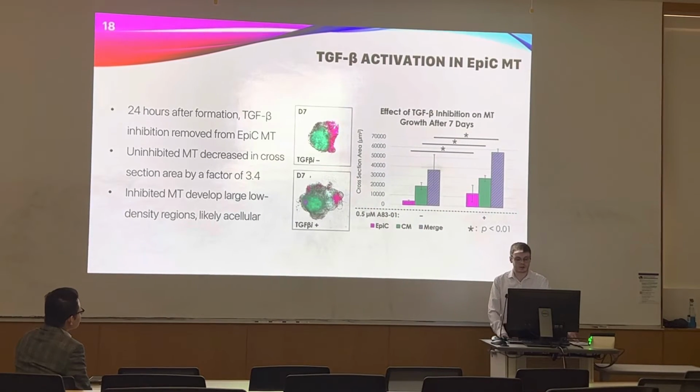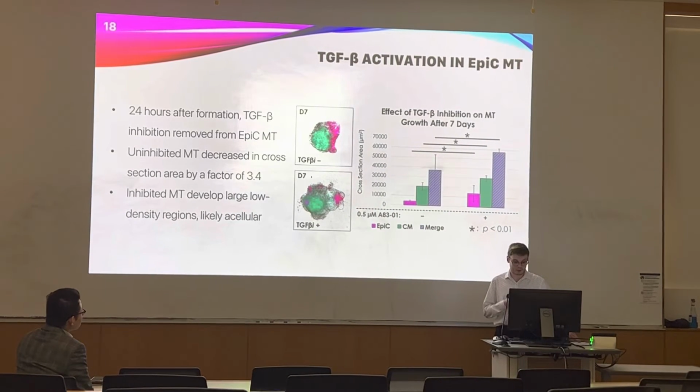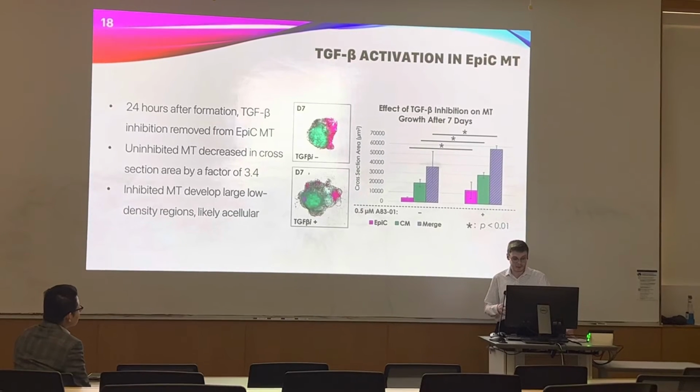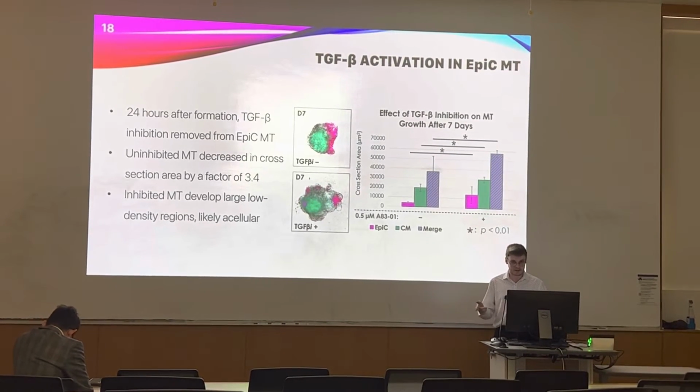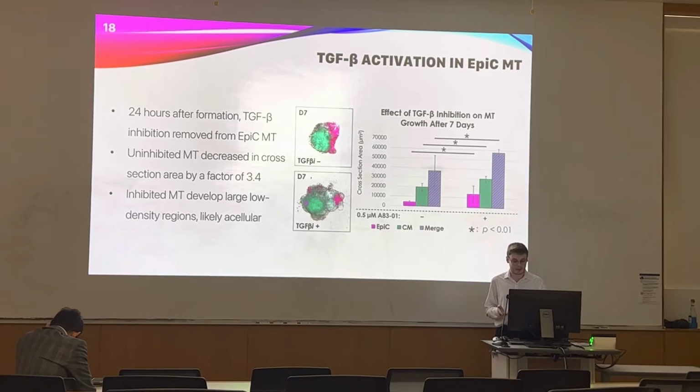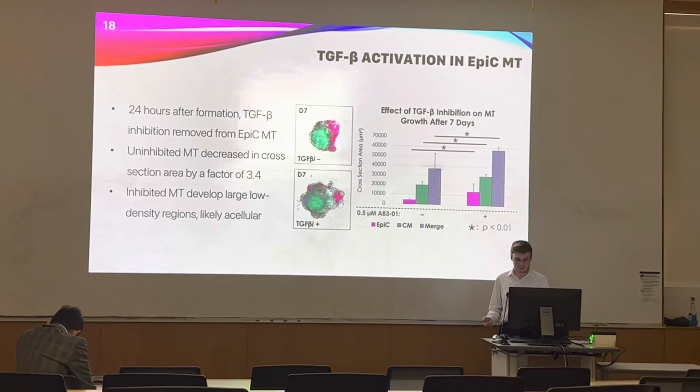I mentioned at the start of this talk that EPICs can undergo EMT, and that process is regulated by TGF-beta. We typically culture our EPICs in the presence of TGF-beta inhibitor to prevent spontaneous EMT and loss of phenotype. But I wondered what would happen if you remove that inhibition from the merging microtissues.